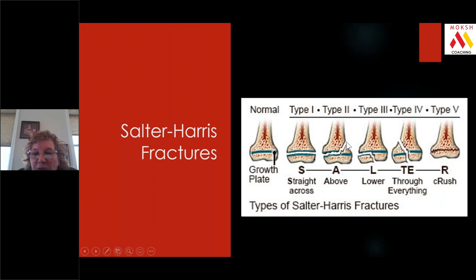A is for above. It goes into the metaphysis and takes out part of the metaphysis. L is for lower. Salter 3 goes down through the epiphysis. Salter 4 sucks. It goes through everything. And Salter 5 is R, and it's a crush. So that's, I think, a really easy way to remember what they are.